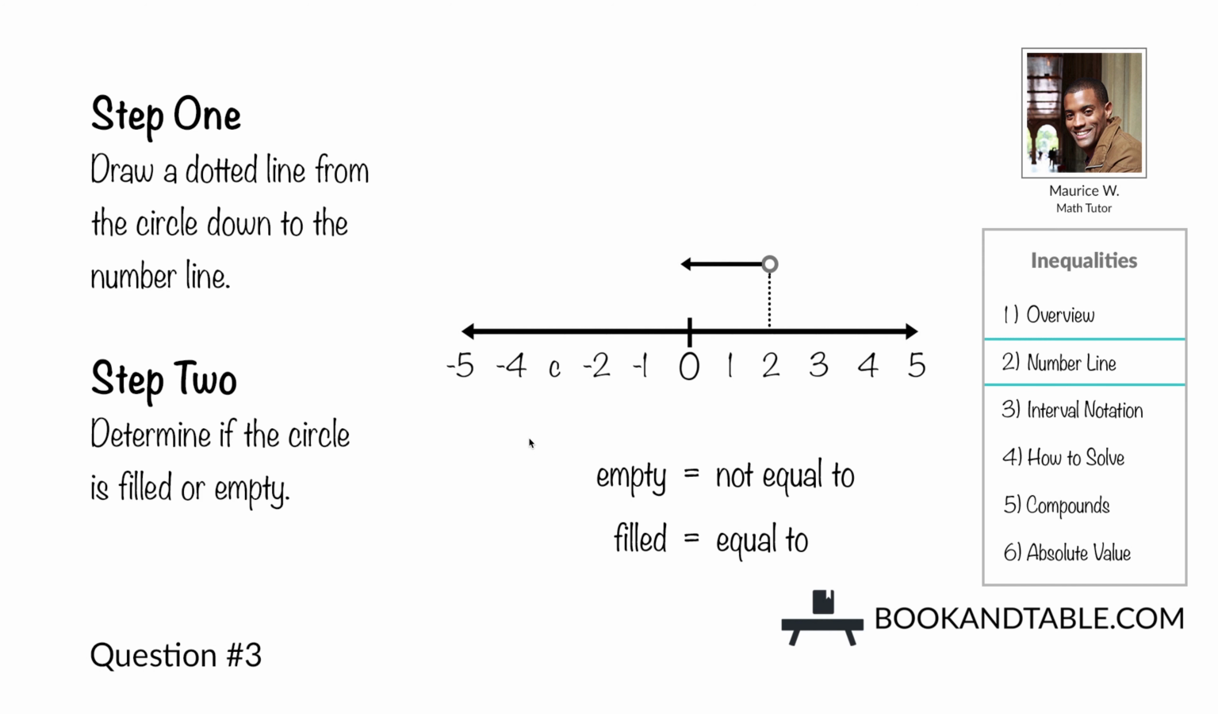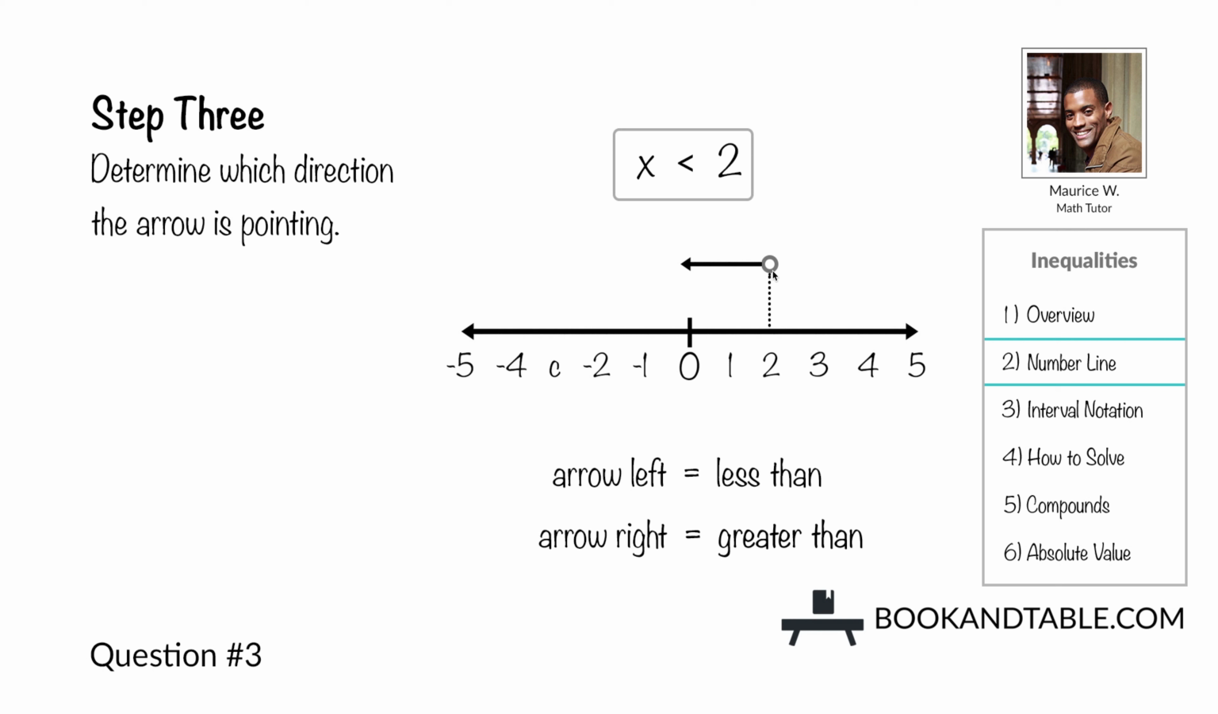Question number 3, we have an empty circle above 2. Step 1, you draw a dotted line down from the circle to the number line. We see that the expression ends at +2. In step 2, we see the circle is empty, so it is not going to include this value. And then step 3, determine which direction the arrow is pointing. So we see that it is less than 2. So the answer is x is less than 2.